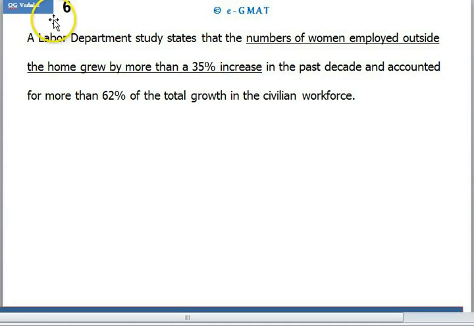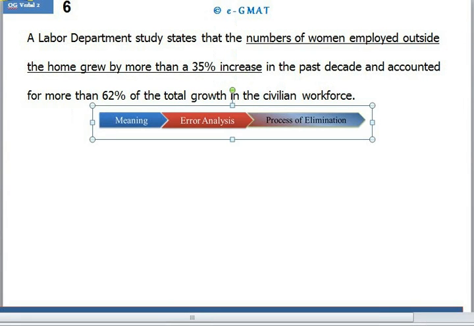We will solve question number 6 of OG Verbal Second Edition by using the e-GMAT 3-step process. In the first step, we will understand the meaning of the sentence. In the second, we will evaluate the errors in the sentence. And finally, we will review all the answer choices to get to the correct answer.